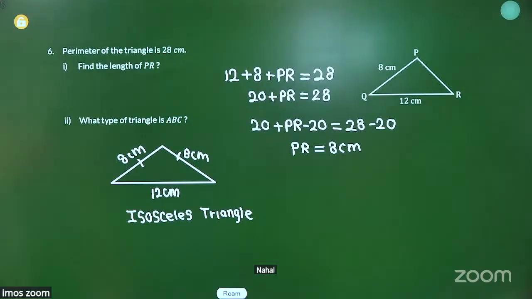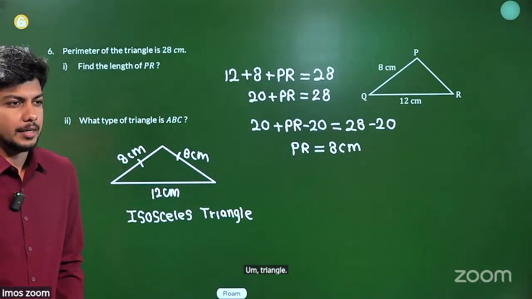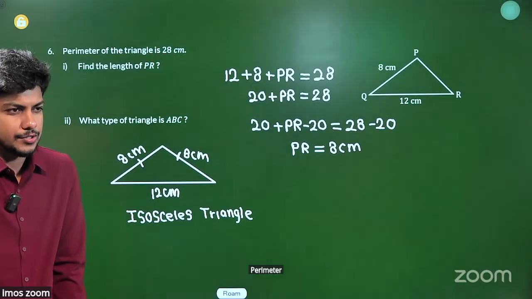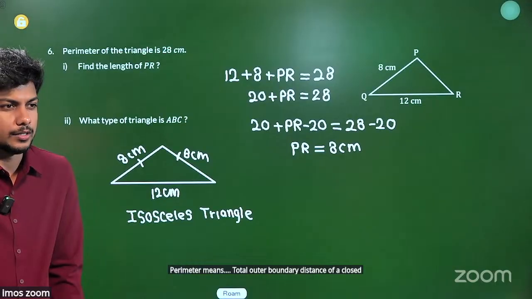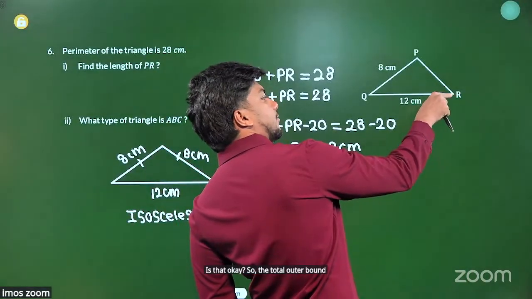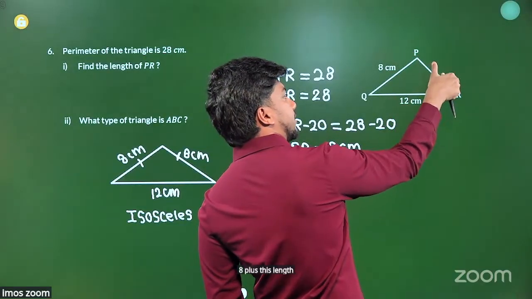Nahala, what's the problem? Sir, I couldn't understand how we found the length for the triangle. Putha, what is the perimeter? Perimeter means total outer boundary distance of a closed plane figure. Is that okay? Yes, sir. So the total outer boundary distance is 12 plus 8 plus this length. I shall say this length as PR, okay?